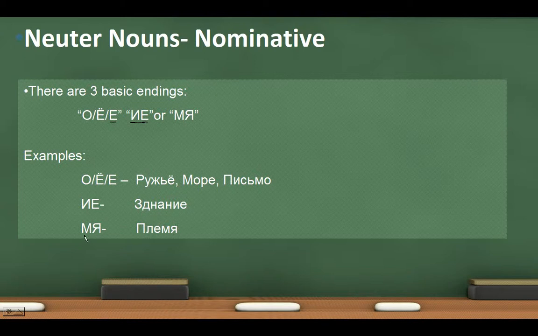If you see any noun that ends in -мя, this is going to be a neuter noun. It's not feminine, and this can give some people some trouble sometimes. So the sooner you learn this, the better off you'll be.